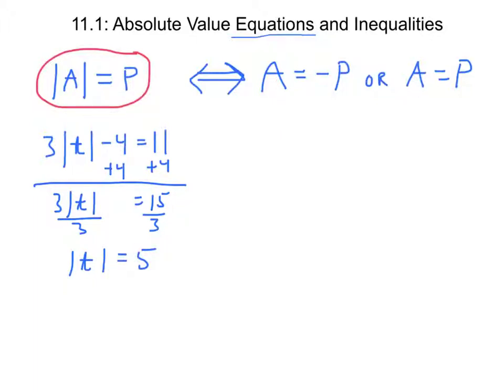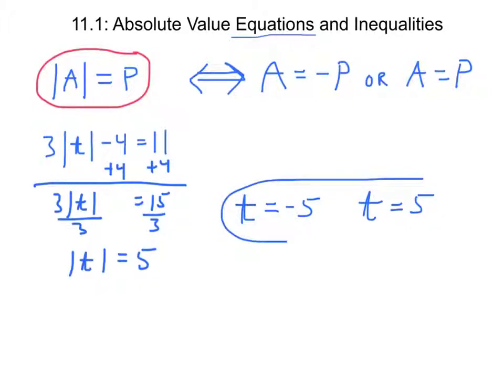Now the equation is in this form, the absolute value of some expression, in this case the expression is just t, equals some positive number, and 5 is a positive number. So we know we can transform that into two separate equations. We take the expression that's inside the absolute value symbols, which is just t in this case, and set it equal to the negative of P and the positive of P. And usually we have to solve that out, but in this case there's nothing to solve, and so those would be our solutions.